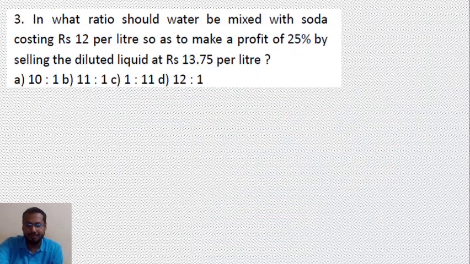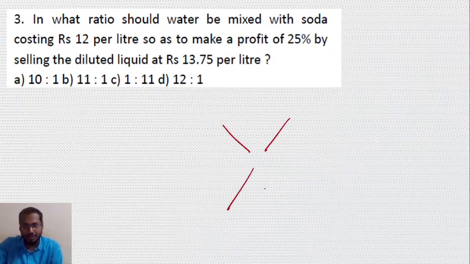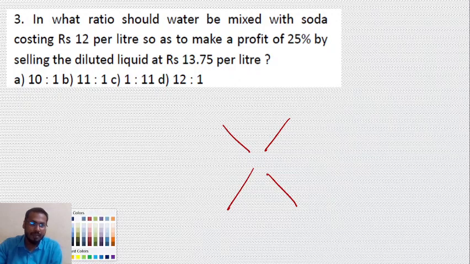Next question. In what ratio should water be mixed with soda costing rupees 12 per liter so as to make a profit of 25% by selling the diluted liquid at rupees 13.75 per liter? In this question, as usual, draw a diagram. First of all, we need to take the values. First plot the value, 12 per liter.